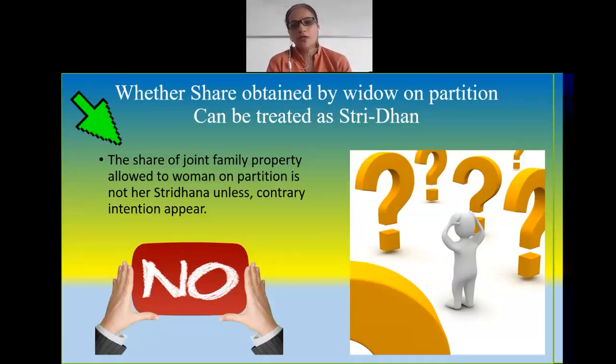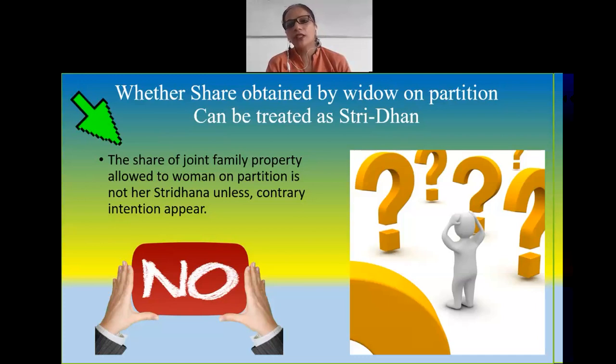Now, a question comes to my mind: whether a share obtained by a widow on partition can be treated as Stridhan. In that case, the answer is no. The share of a joint family property which is allowed to a woman on a partition is not her Stridhan unless a contrary intention appears.